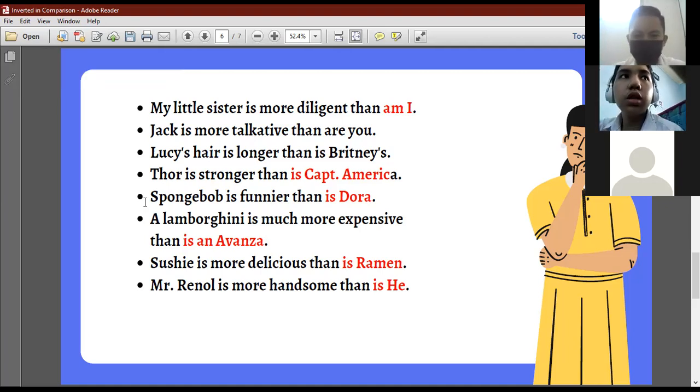Okay. The Lamborghini is much more expensive than is an Avanza. Exactly. So if it is without verb, a Lamborghini is much more expensive than an Avanza. Yes, without is. Okay. Sushi is more delicious than is ramen. Sushi is more delicious than ramen. It's more delicious than ramen. Yes, that's it. Sushi is more delicious than ramen, or sushi is more delicious than ramen.